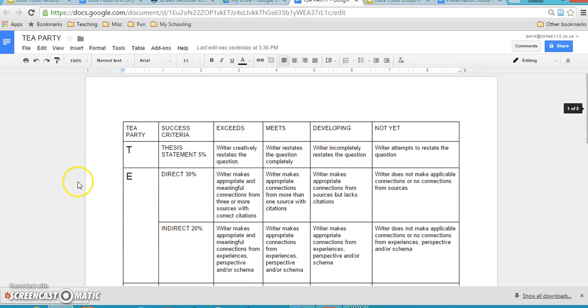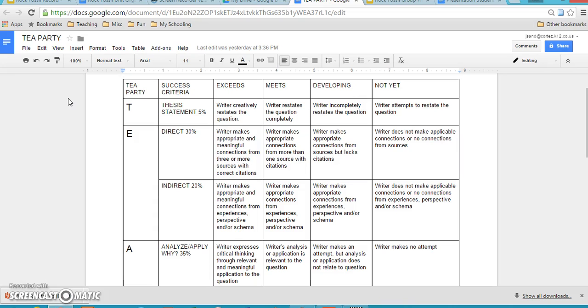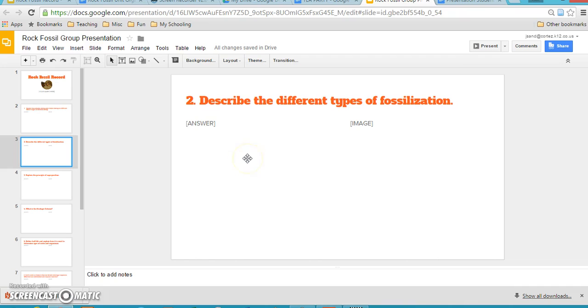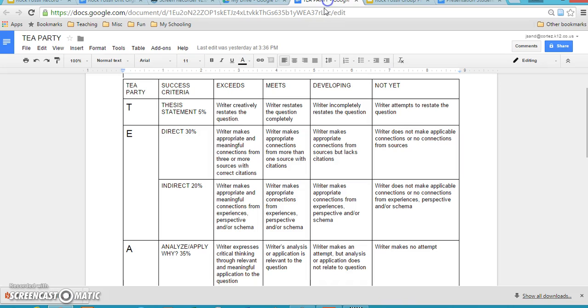Okay, so this is our Tea Party rubric that we've built for the science department for the type of writing we expect to see. And this is how your writing here will be scored. So as you write this, refer to this Tea Party rubric and make sure that you're touching on all these categories well, as described in the exceeds column. Okay? Good luck, and you know to ask me if you have any questions along the way.